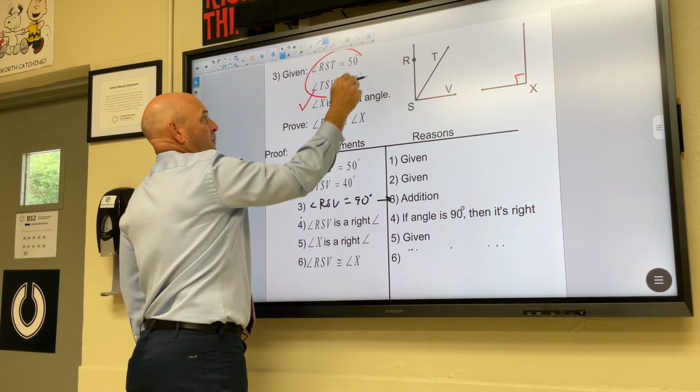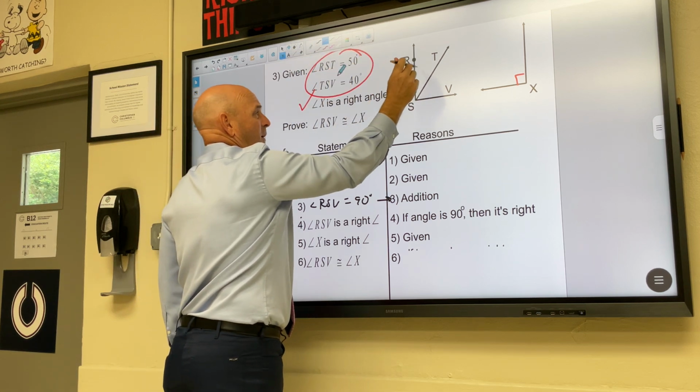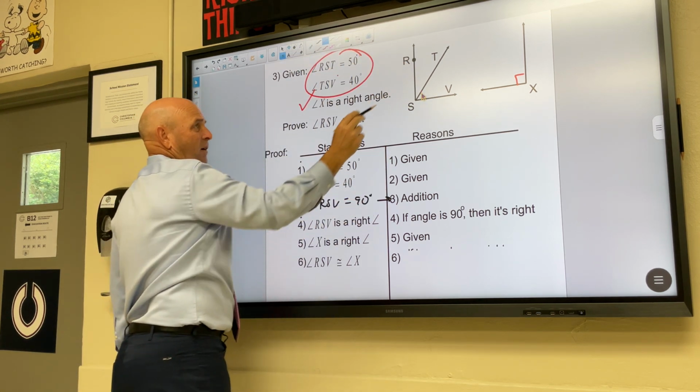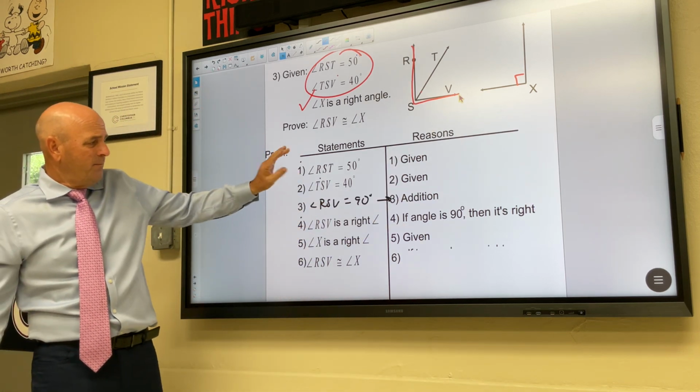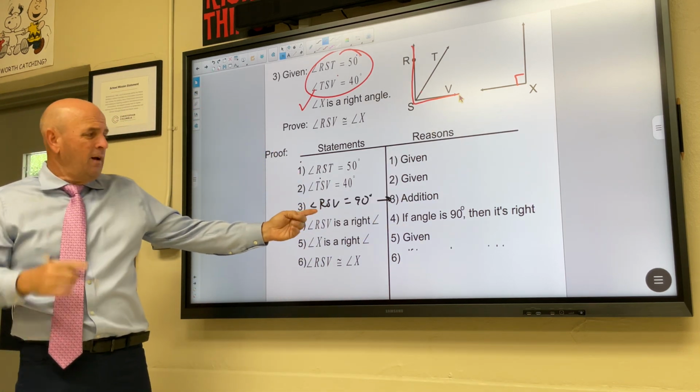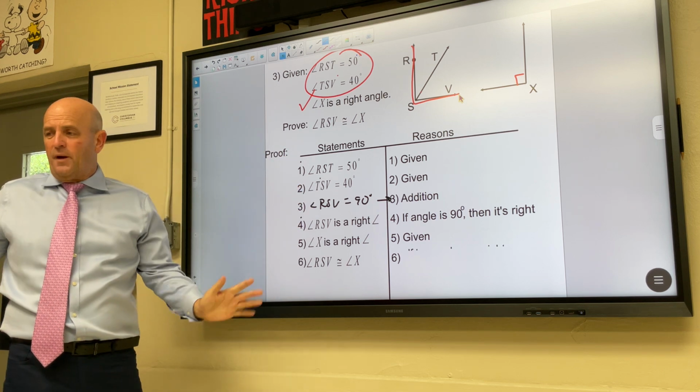I just have to prove that because this is 50 and 40, that would make the angle RSV also equal that. One more time. Given. Now here's kind of a weird one. What got me from here to here?